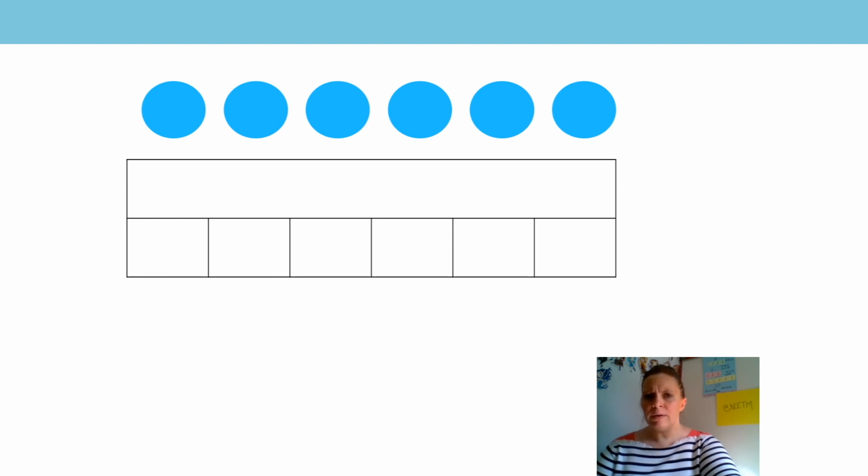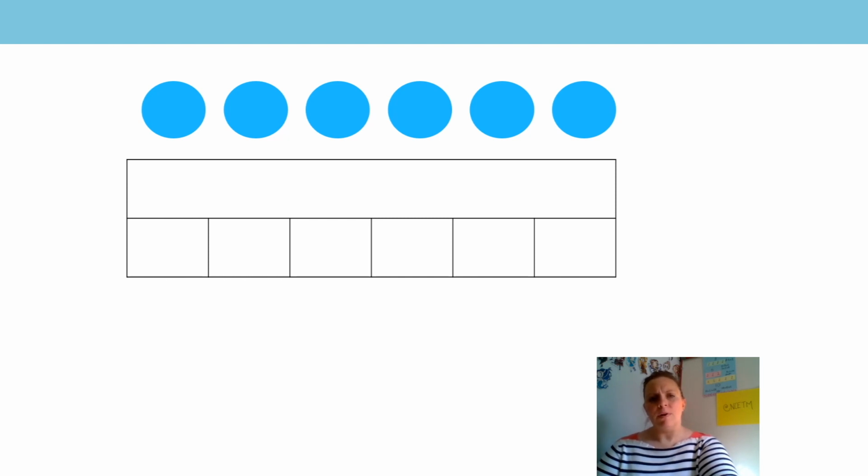Brilliant. Now, I'd like to write some multiplication equations to match this image. I know how many counters I've got. One counter, two counters, three counters, four counters, five counters, six counters. Let me just check I've got six equal size groups on my bar model. 1, 2, 3, 4, 5, 6. Yep. What did I say each counter had a value of? I said each counter represents two, even though it doesn't say it on it.